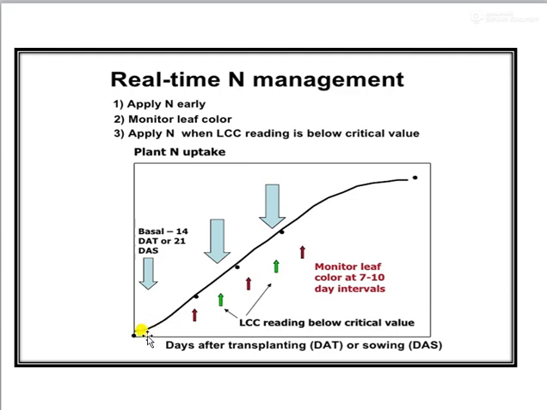Initially there will be less demand for nitrogen, or less uptake of nitrogen. As the growth of the crop progresses, especially during the vegetative and the reproductive stage, the limits of critical LCC values will be higher. Afterwards, as the crop growth advances, the chlorophyll content and leaf color decrease. If the leaf color or chlorophyll content is reduced, the uptake of nitrogen decreases, and there is a decline in nitrogen assimilation.